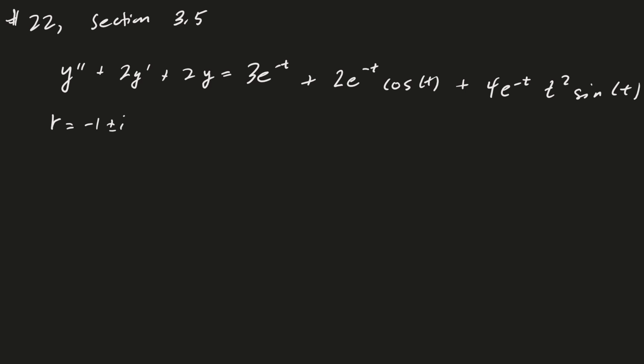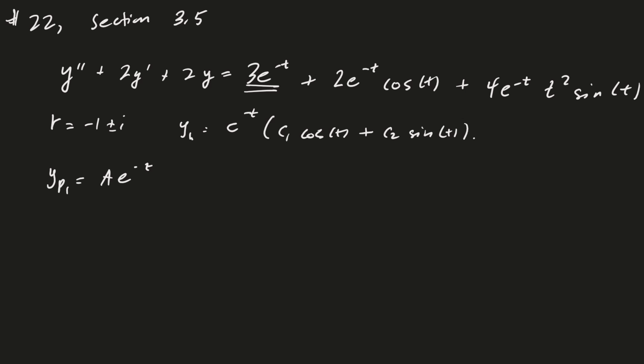And so therefore y sub h would be, let's go ahead and put out the e to the minus t in front, c1 cosine of t plus c2 sine of t. Okay, and then we would take 3e to the minus t as our first forcing function, so our first guess would be A e to the minus t.